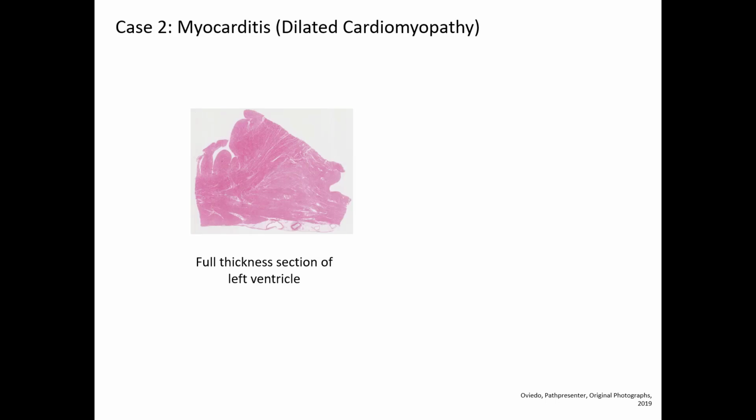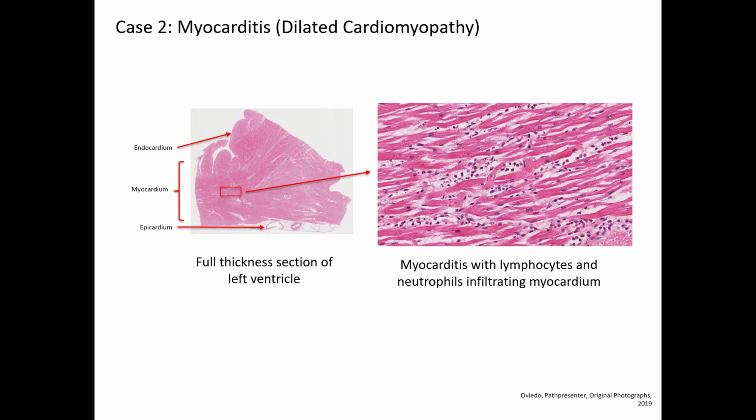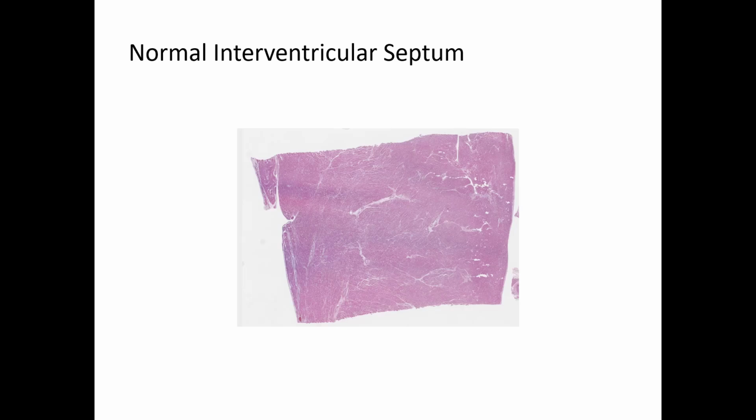Here is our section. Here's the endocardium, this is the myocardium, and this is the epicardium. At high power, you can see there are lymphocytes and neutrophils infiltrating the myocardium, which is, of course, the appearance of myocarditis. The next slide is normal interventricular septum. This is simply for comparison to the next case.